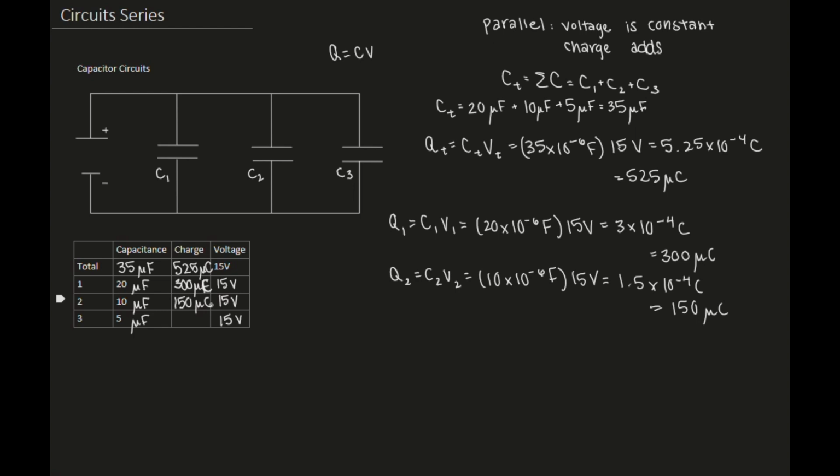And then I can calculate Q3 by either plugging it into the same equation or noting, since charge adds, the total charge Q total is the sum of all of the charges. So Q3 is going to equal Q total minus Q1 minus Q2, which is 525 minus 300 minus 150, and I get 75 microcoulombs.